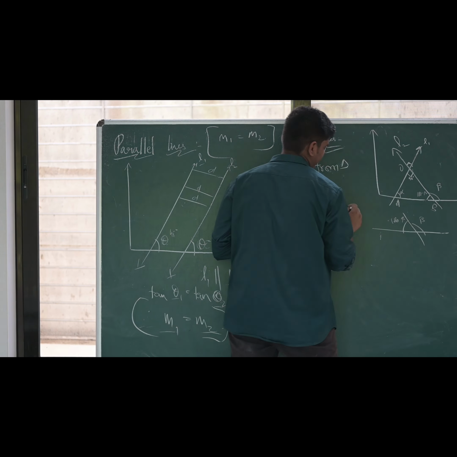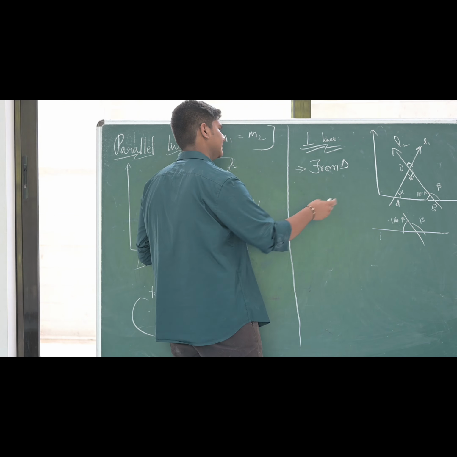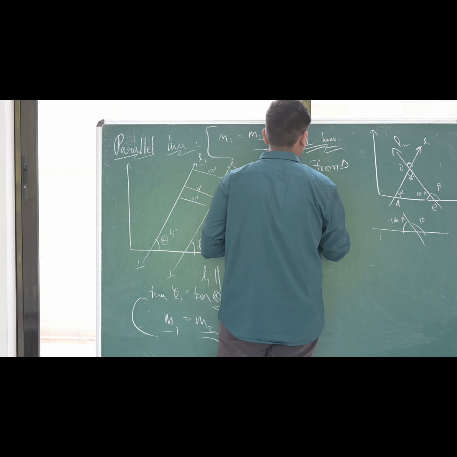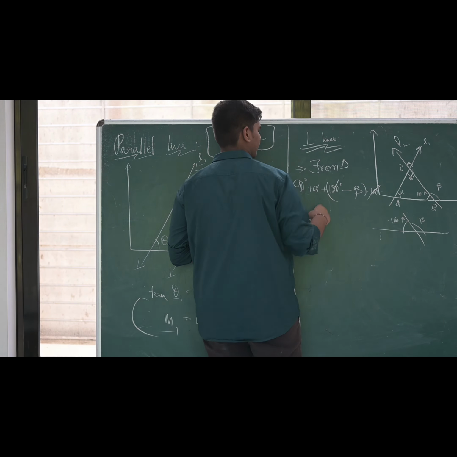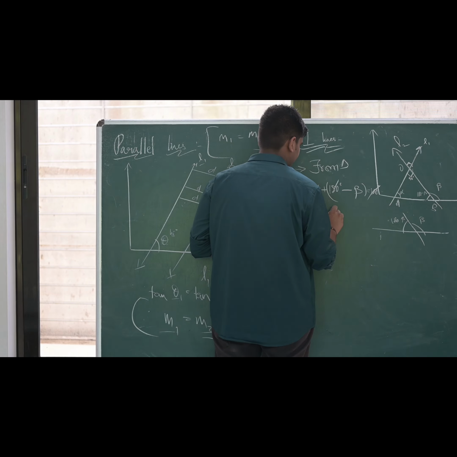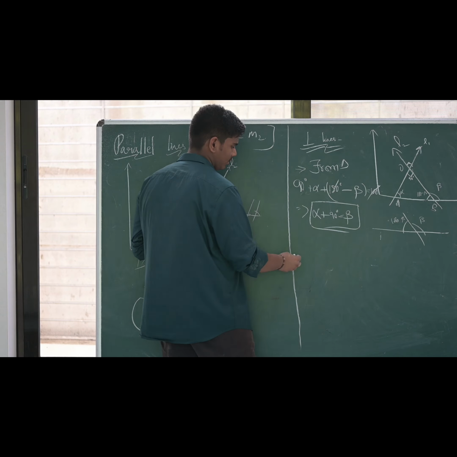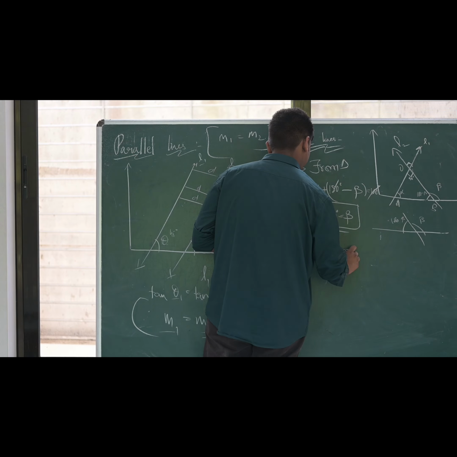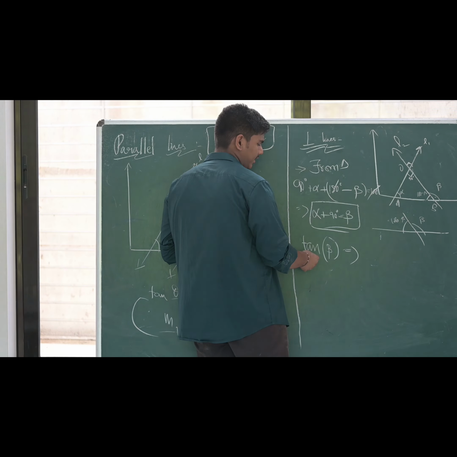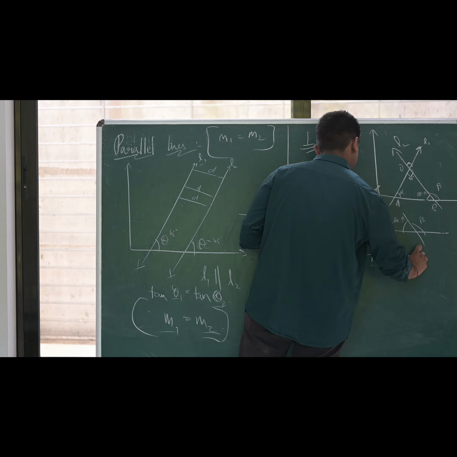From triangle AOB, what will you do? The sum of all interior angles in a triangle: 90 degrees plus alpha plus 180 degrees minus beta is equal to 180 degrees. 180 will be cancelled. Alpha plus 90 degrees gives beta. Now, can I write tan beta? Finding the slope of this line, tan beta will be tan of alpha plus 90 degrees.